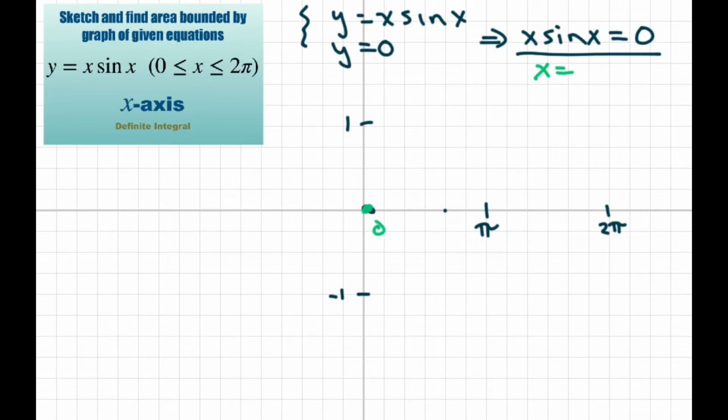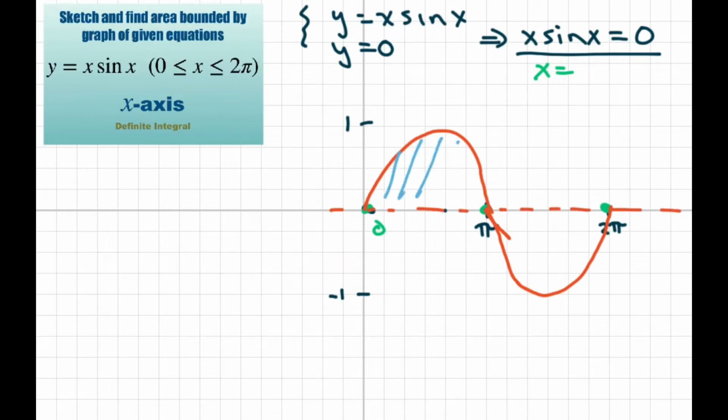0, pi, and 2 pi. All right, so if we graph this, we're going to look at from 0 to pi. So this would look like this. And from pi to 2 pi, and I'm just doing a little sketch here like this. And we're also bounded by the x-axis. So the area we're looking for is this area plus this area.